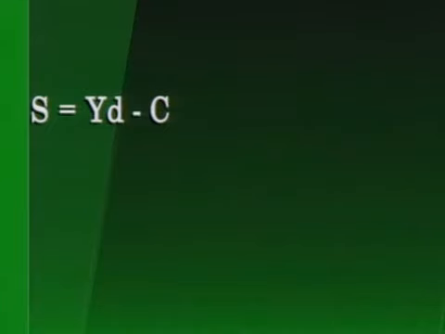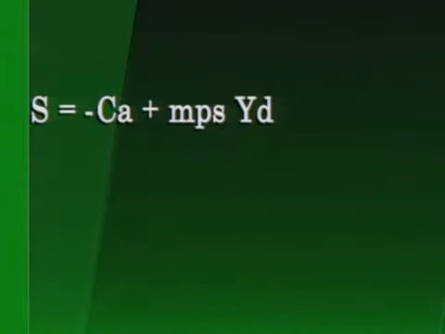Let's see. We could write S is equal to YD minus C, or savings is income less consumption. Substituting our expression for consumption into this equation and simplifying gives us savings equal to minus the autonomous consumption component plus the marginal propensity to save times income, or S is equal to minus CA plus MPS times YD.